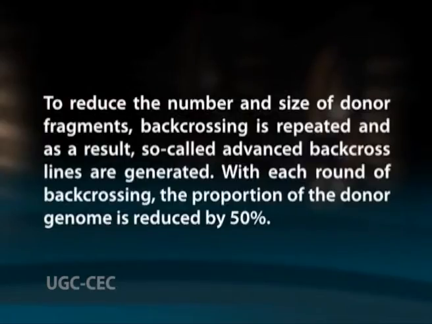Two goals are achieved during this process. Unlinked donor fragments are separated by segregation, and the linked donor fragments are minimized due to recombination with the recurrent parent. To reduce the number and size of donor fragments, backcrossing is repeated and, as a result, so-called advanced backcross lines are generated. With each round of backcrossing, the proportion of the donor genome is reduced by 50%. Molecular markers help to monitor this process and to speed it up.